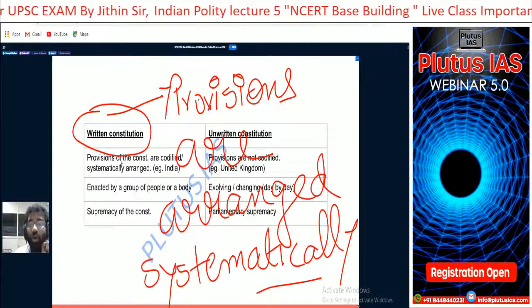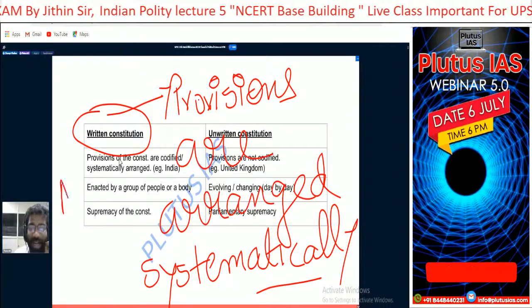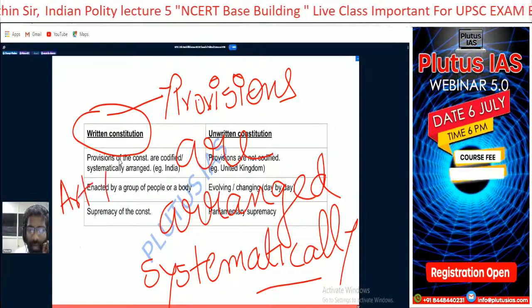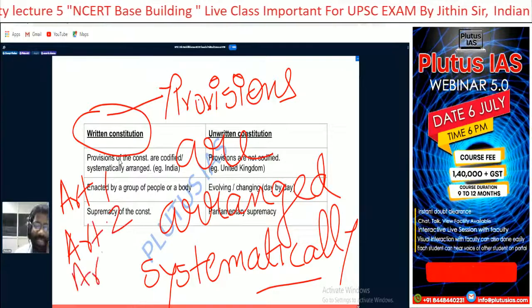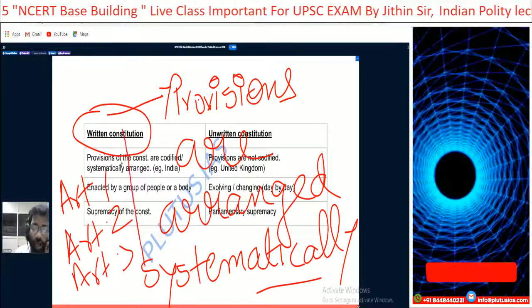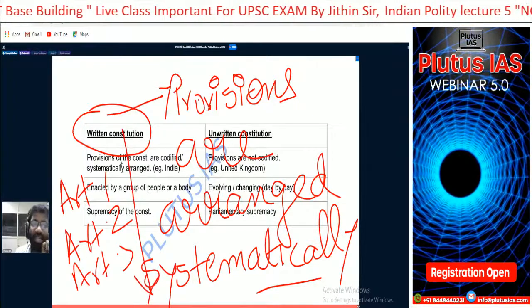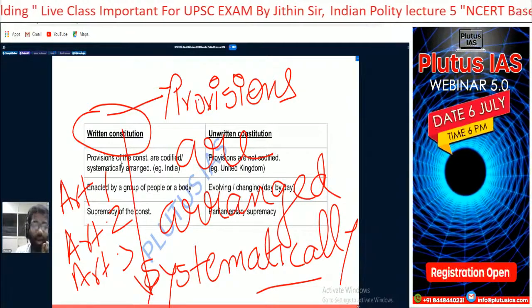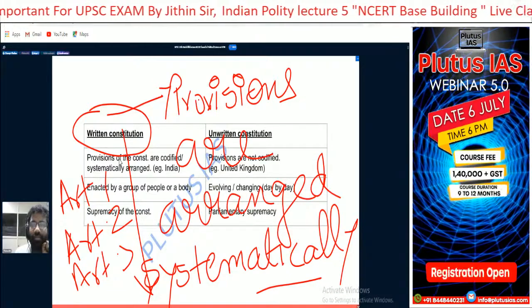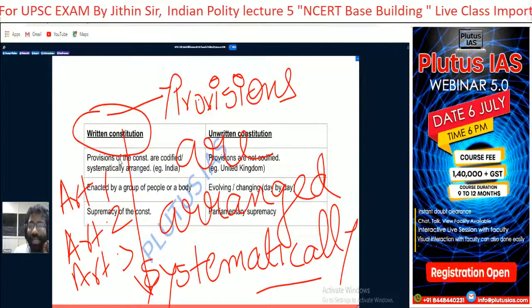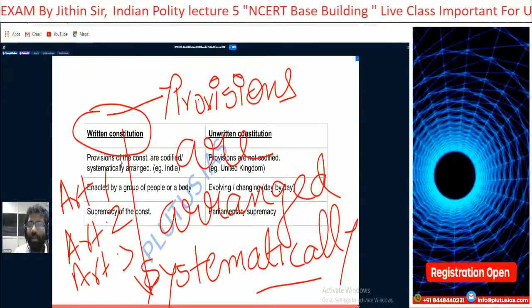When you look at the Constitution of India, we have Article 1, Article 2, then Article 3. So there is an order of arrangement of these provisions. Is it clear? So in a written constitution, tell me, Palak.